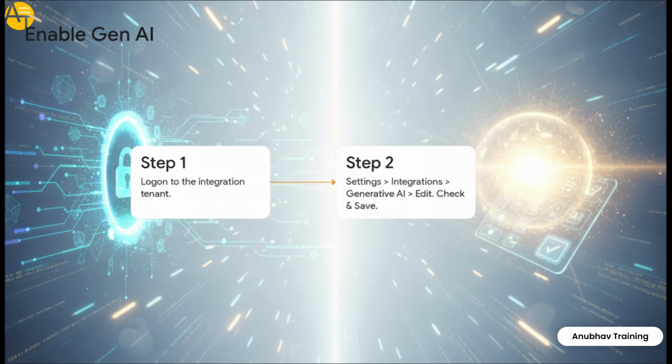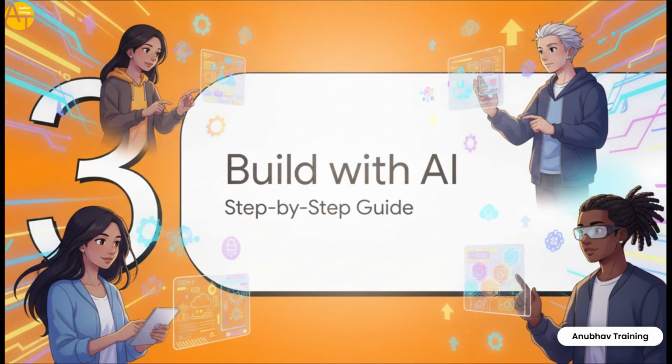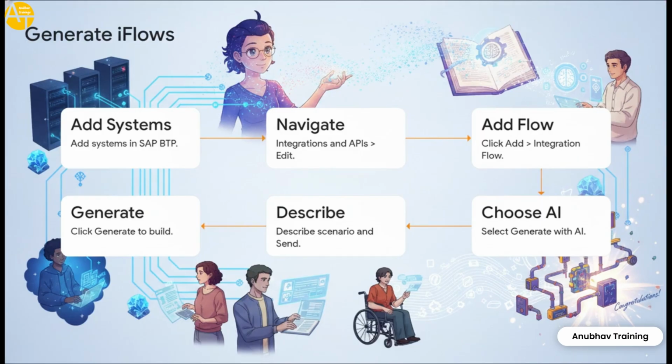No massive implementation guide needed just to flip the switch. Okay, Section 3, building iFlows with AI. All right, the tenant is ready, so this is where the rubber meets the road. It's time to build our very first integration flow using AI. We're going to walk step by step through the generation process so you can see exactly how to make the AI do the heavy lifting.